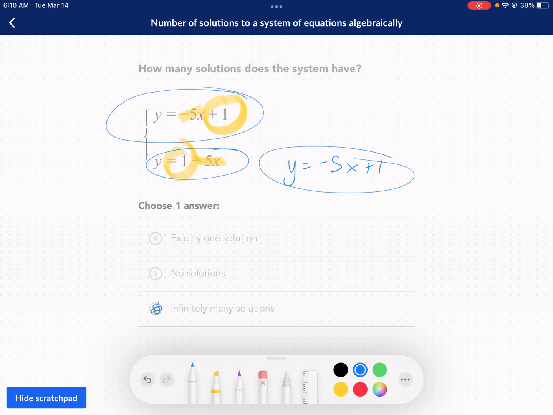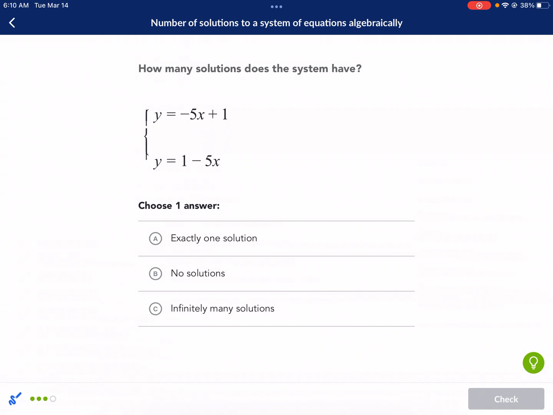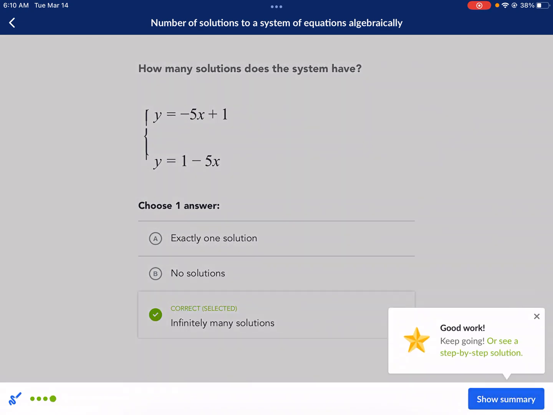And again, we could substitute it in. We get negative 5x plus 1, negative 5x plus 1, add 5x. I get 1 equals 1. That's a true statement. Always infinitely many solutions, and we are done. That's all there is to it.